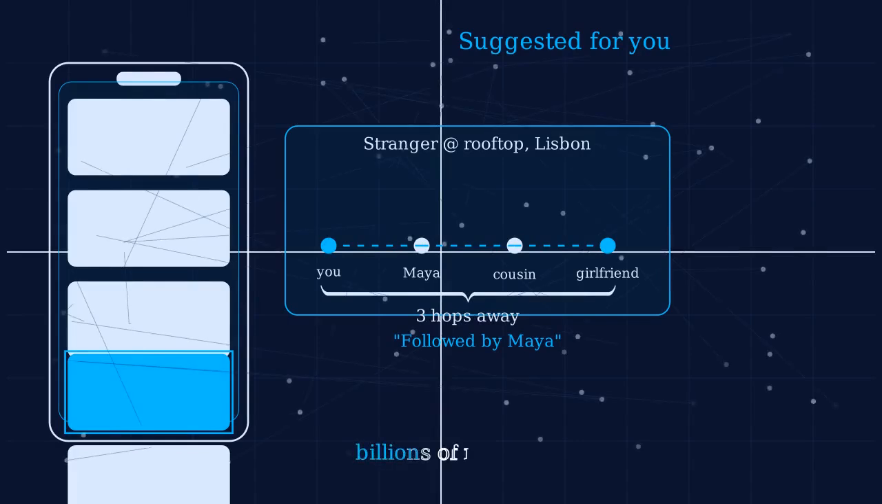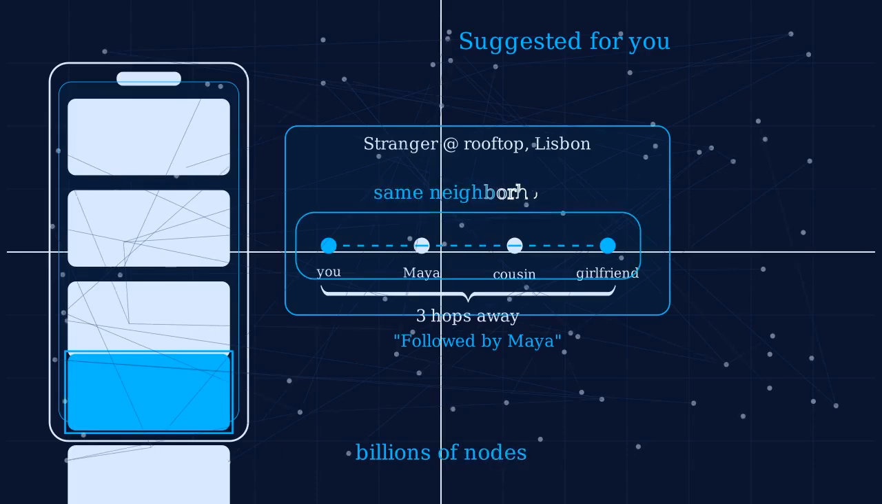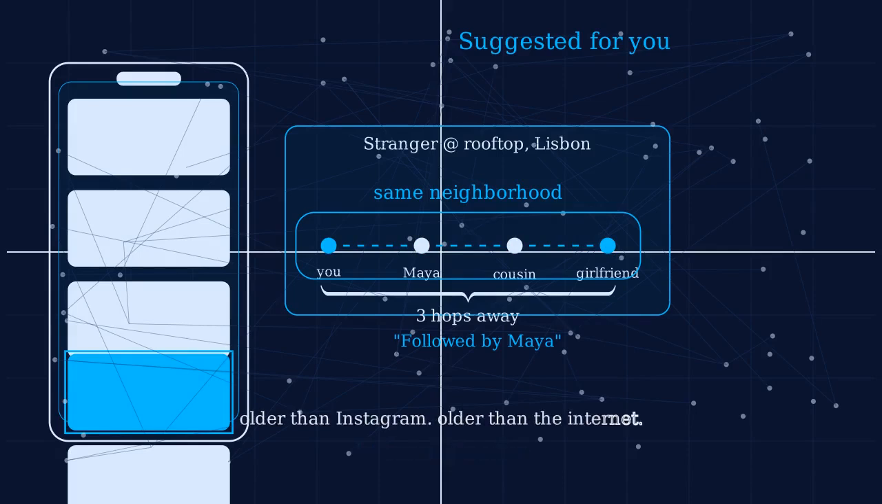Because somewhere in milliseconds, a tiny piece of math looked at a graph with billions of nodes and said, yeah, these two belong to the same neighborhood. That piece of math is older than Instagram, it's older than the internet, and it's hiding in your feed right now. Let's freeze this moment and zoom out.